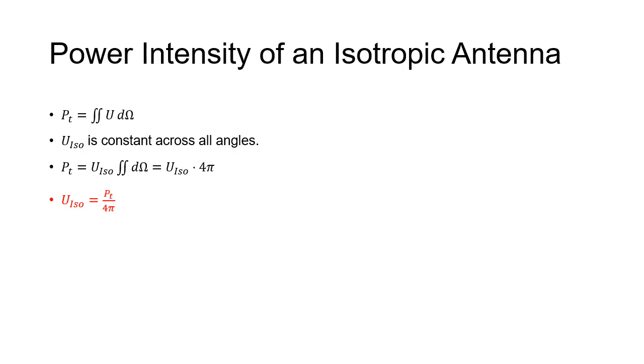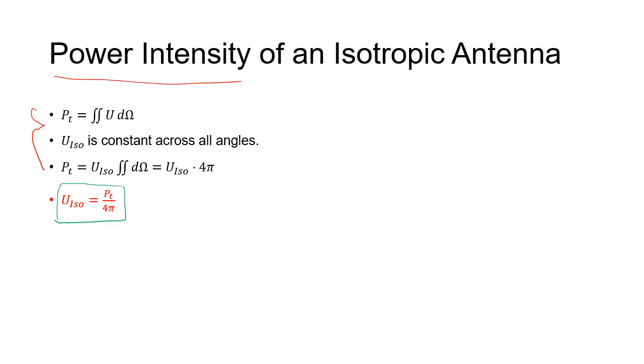Likewise, we have also studied the power intensity. For an isotropic antenna, if you follow the analysis here, you will get a similar result, which is that the power intensity of an isotropic antenna is equal to Pt divided by 4 pi, which is the total solid angle.